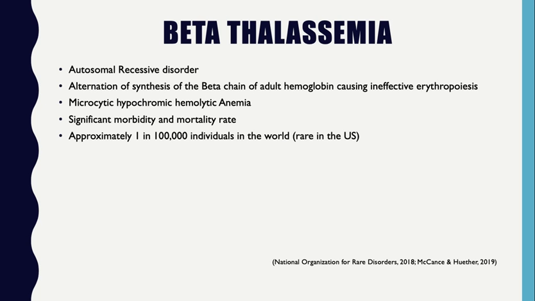Beta thalassemia is an autosomal recessive disorder. It is caused by alterations of the beta chains in the adult hemoglobin, which then cause ineffective erythropoiesis. It is a microcytic hypochromic hemolytic anemia, and the morbidity and mortality rate associated with it are pretty significant. Approximately 1 in 100,000 individuals in the world have beta thalassemia, although it is more rare in the US, but due to our growing diversity, it is important to be aware of.